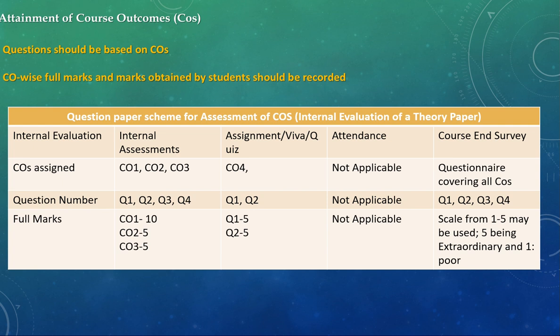Because the questions are framed on the COs, we need to consider how much marks we have assigned for each CO. For example, I have shown here that in that particular exam, CO1 had 10 marks as its full marks, CO2 had 5 marks, CO3 had 5 marks, and for assignment 5 plus 5, 10 marks were assigned for CO4. So this is how the question paper scheme has to be built before the commencement of each semester.